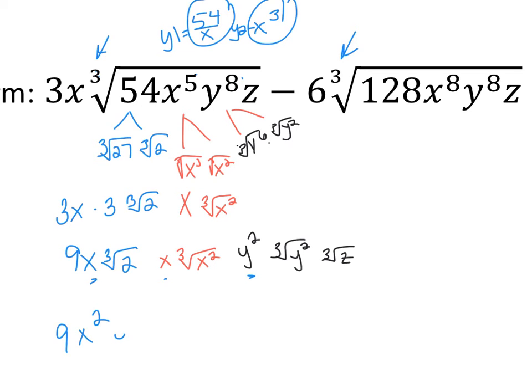Y squared comes to the front, and now anyone else left inside of the radical gets left in there. So x squared, y squared, and z. Basically, that's what's going to be on the right side now. Okay? And also, we don't want to forget about the 2. Almost forgot about it. All right, cool.